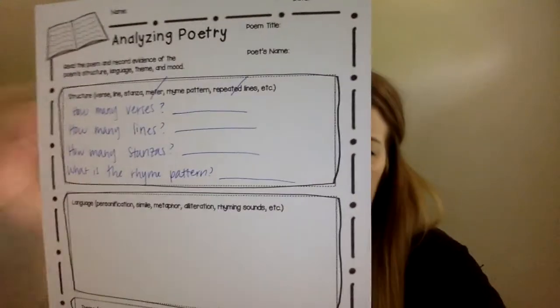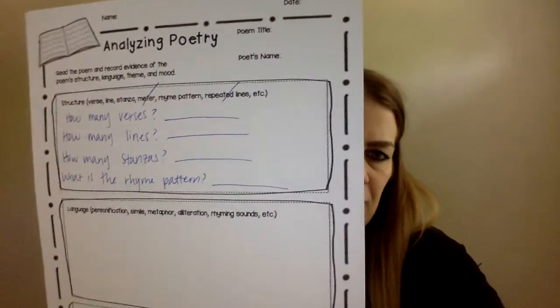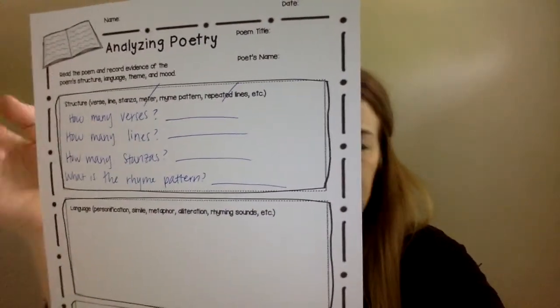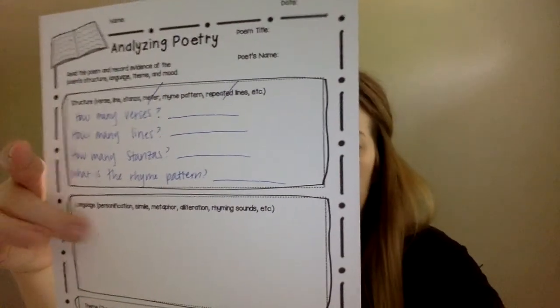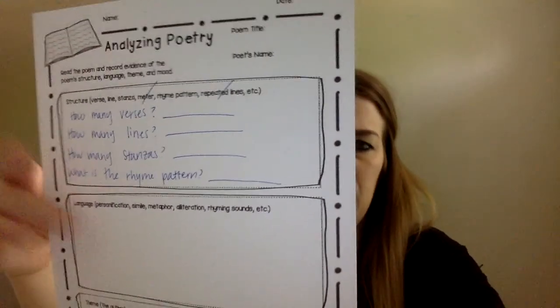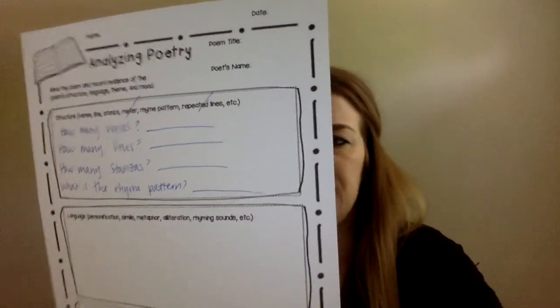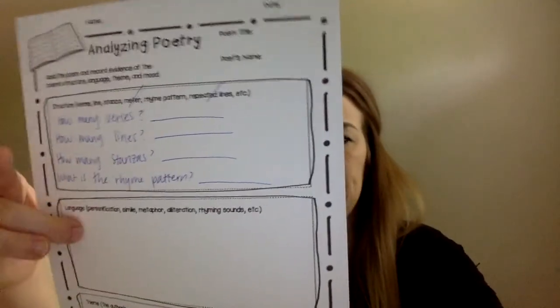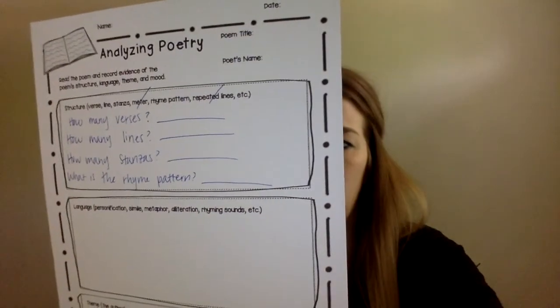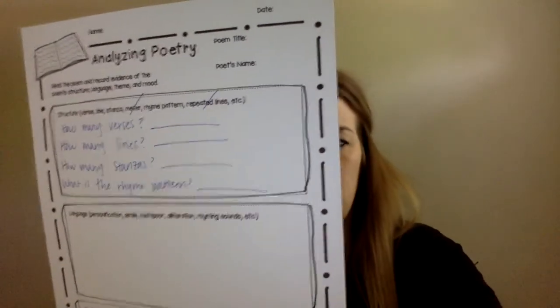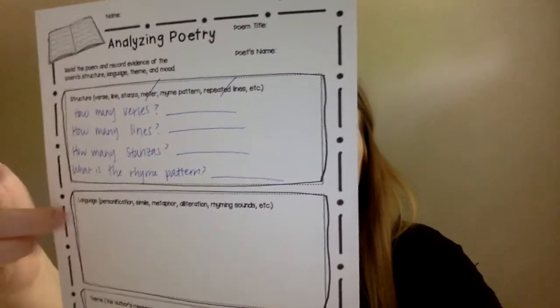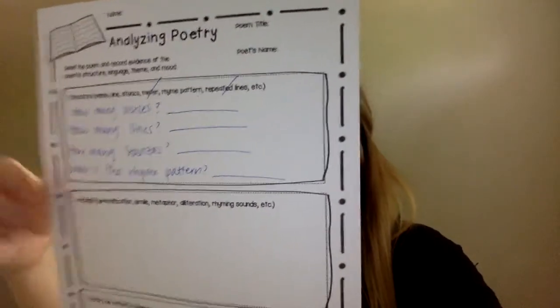Then here it says the language. We've already talked about figurative language, personification, simile, metaphor, alliteration, any rhyming sounds. I want you to list that here. Did you find any personification? Did you find any similes or metaphors, a hyperbole? Look for all those things that we talked about last week, and then I want you to list what it is down here.